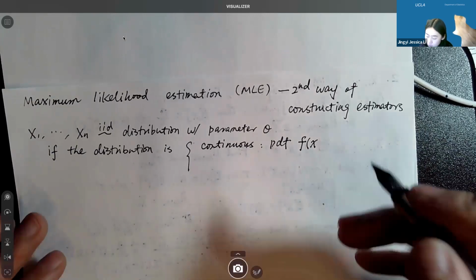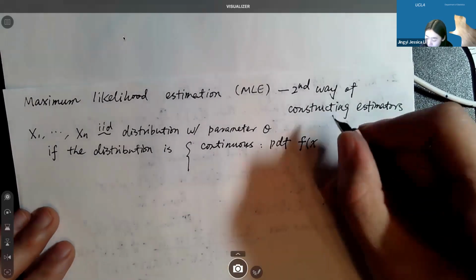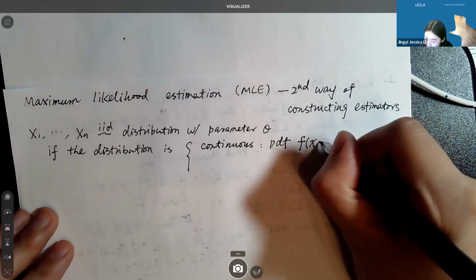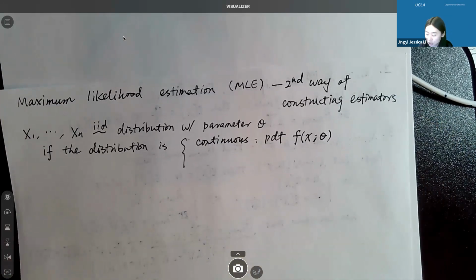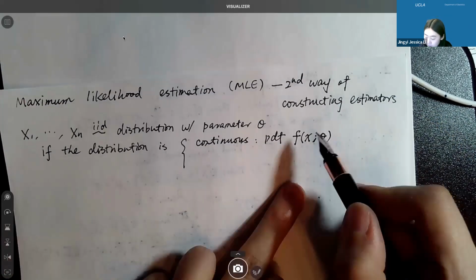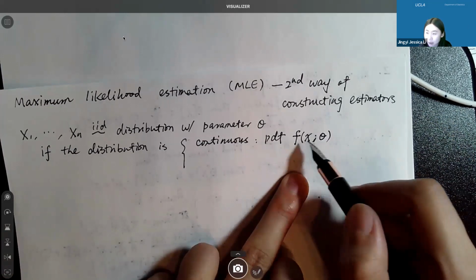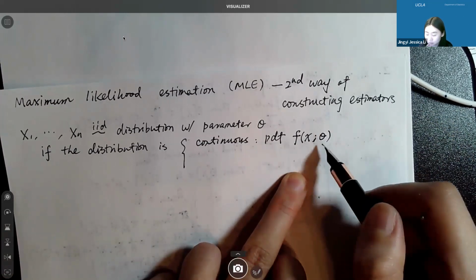All right, and also here, one thing I want to say is that we also add the theta after the semicolon as something we make a note of. We just want to say that, yes, this PDF is specified by parameter theta. So let me give an example later.